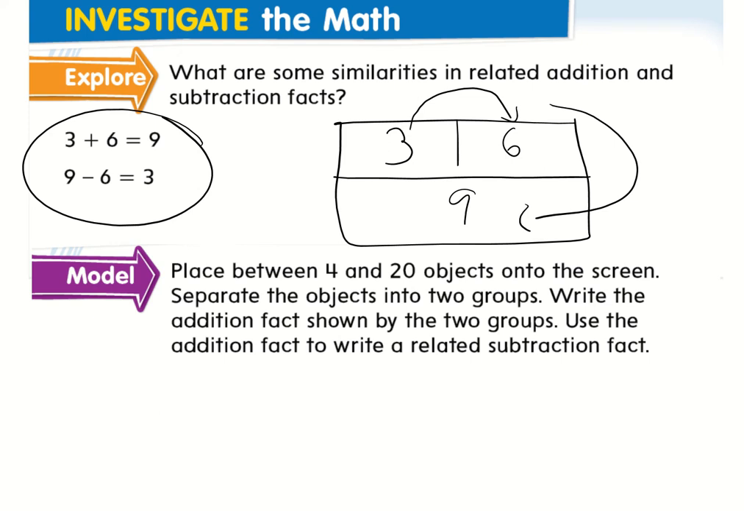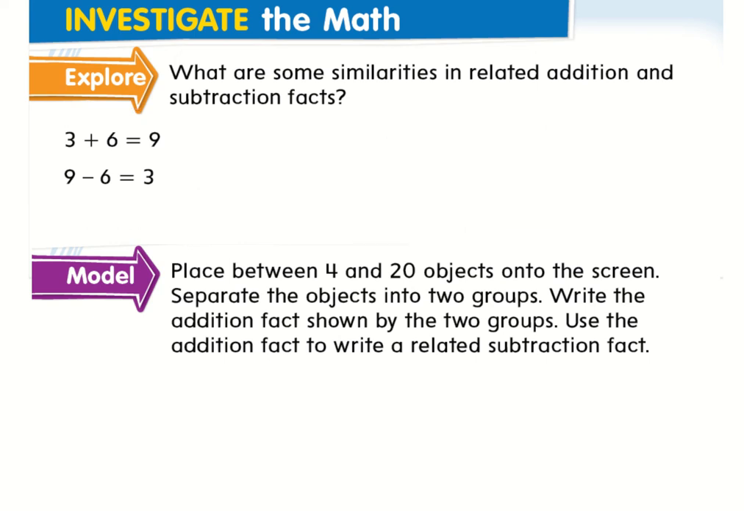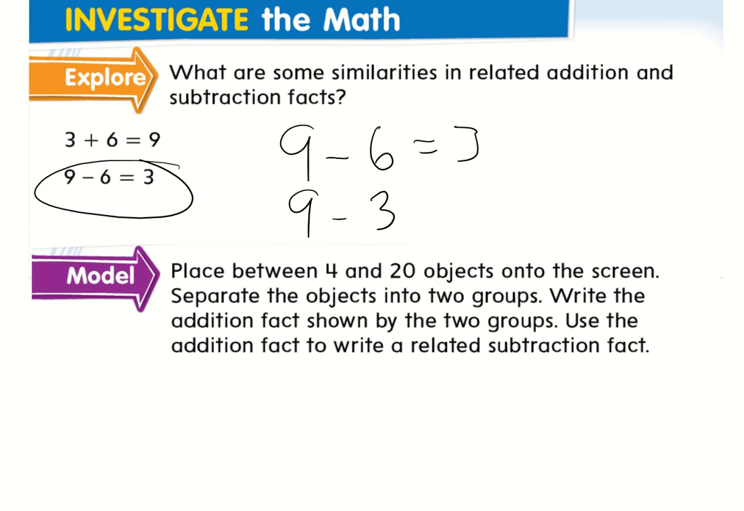If I was doing subtraction, we would do the whole, which is 9, minus one side equals the other side. So for example, 9 minus 6 equals 3, which is this one right over here. If I know that 9 minus 6 equals 3, then I also know 9 minus 3 equals 6. Because we're just using those same parts, but in a different way, and flip-flopping those sides.